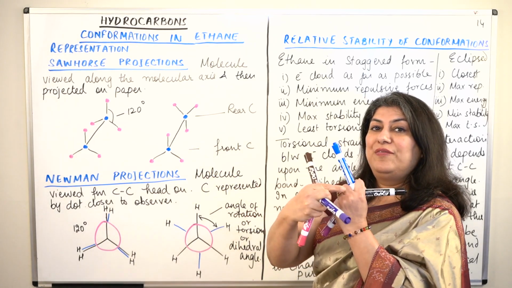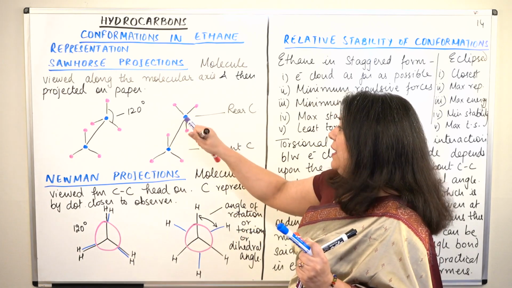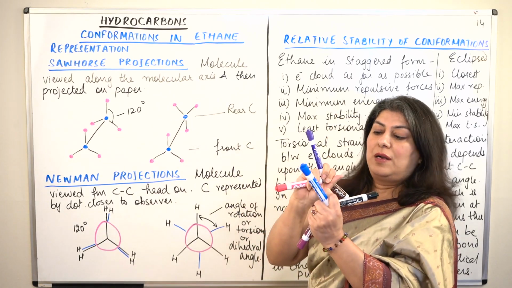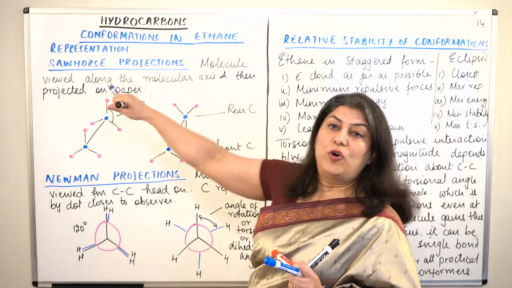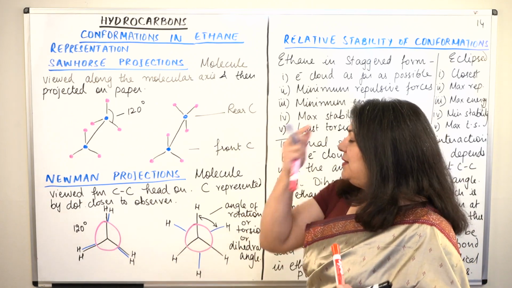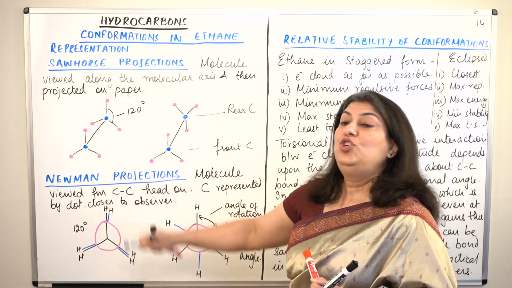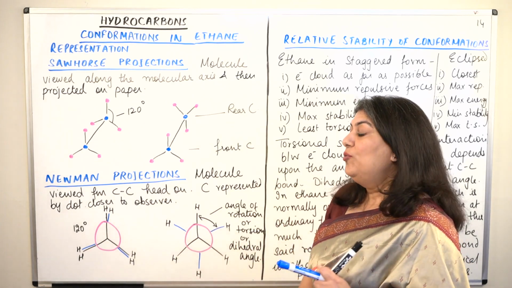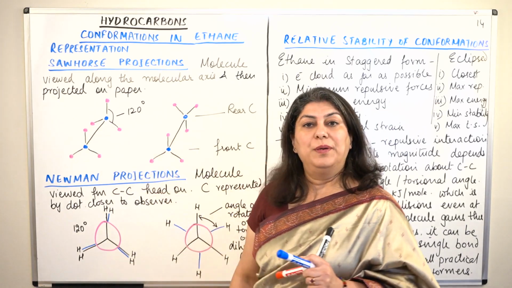The carbon in front, the dot in front, is usually the front carbon, and the dot here is the carbon in the back, the rear carbon. That was Sawhorse projection. The second method of projecting or drawing these conformations on board or on paper is known as the Newman projections. In Newman projections, it says that what is the importance of this carbon-carbon bond?